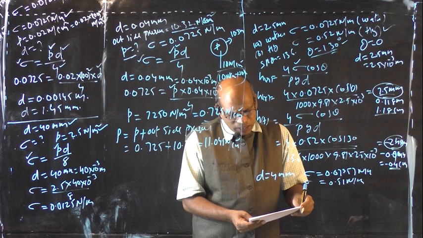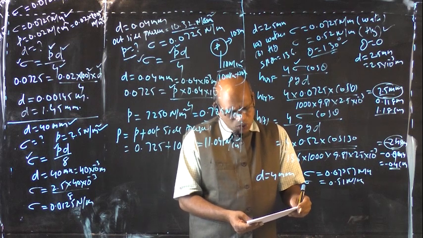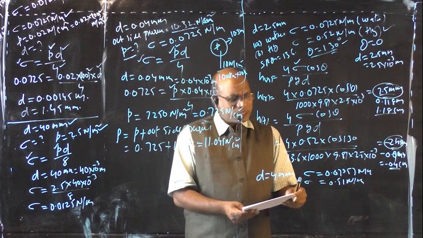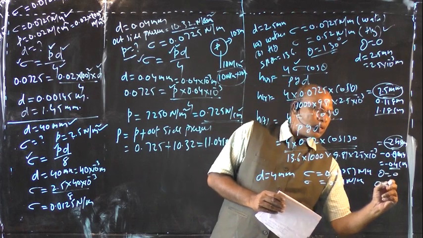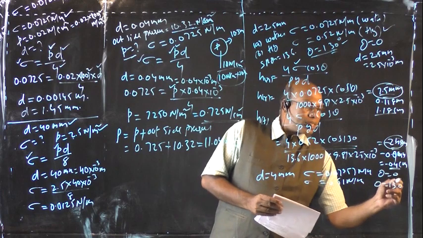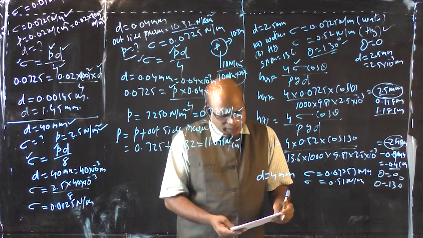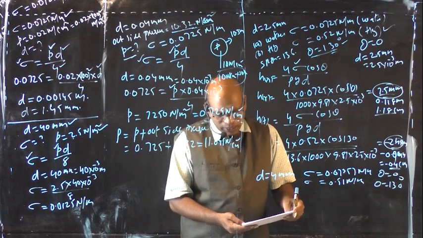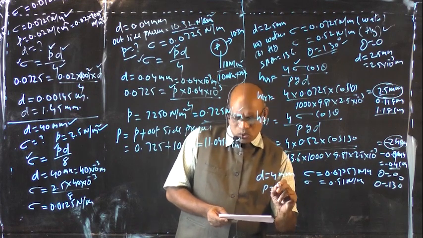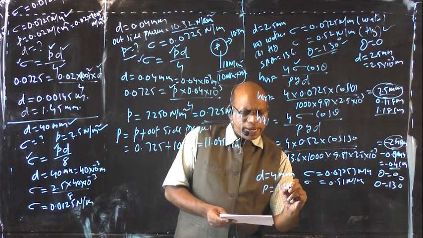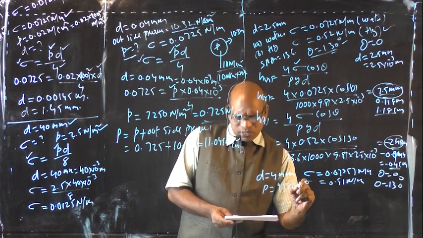The angle of contact of water is 0 and that for mercury is 130 degrees. Theta for water is equal to 0, theta for mercury is equal to 130 degrees. Take the density of water at 20 degrees temperature, rho equal to 998 kg per meter cube.